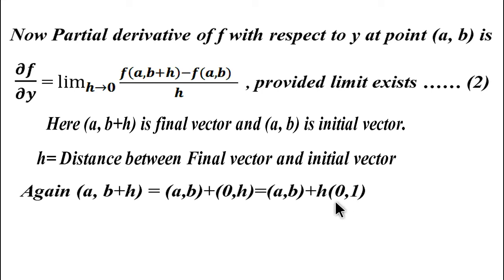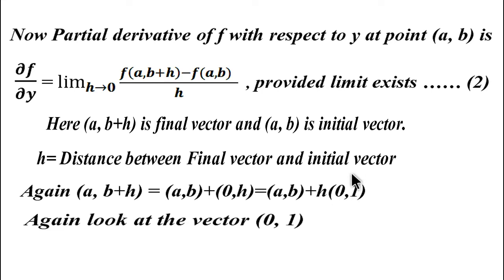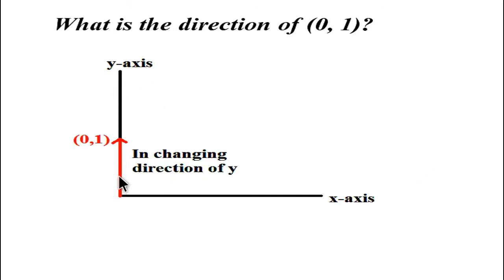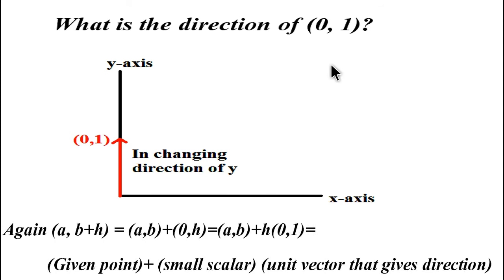Now look at the vector (0, 1). This is a unit vector, and what is the direction of this vector? The direction of this vector is the changing direction of y. This vector is along the y-axis. Here we will calculate the partial derivative with respect to y. Therefore, the direction of this vector is along the y-axis. Now, again, we can check that the final vector can be written as (a, b), the given point, h is a small scalar, and (0, 1) is a unit vector that will give us a direction.